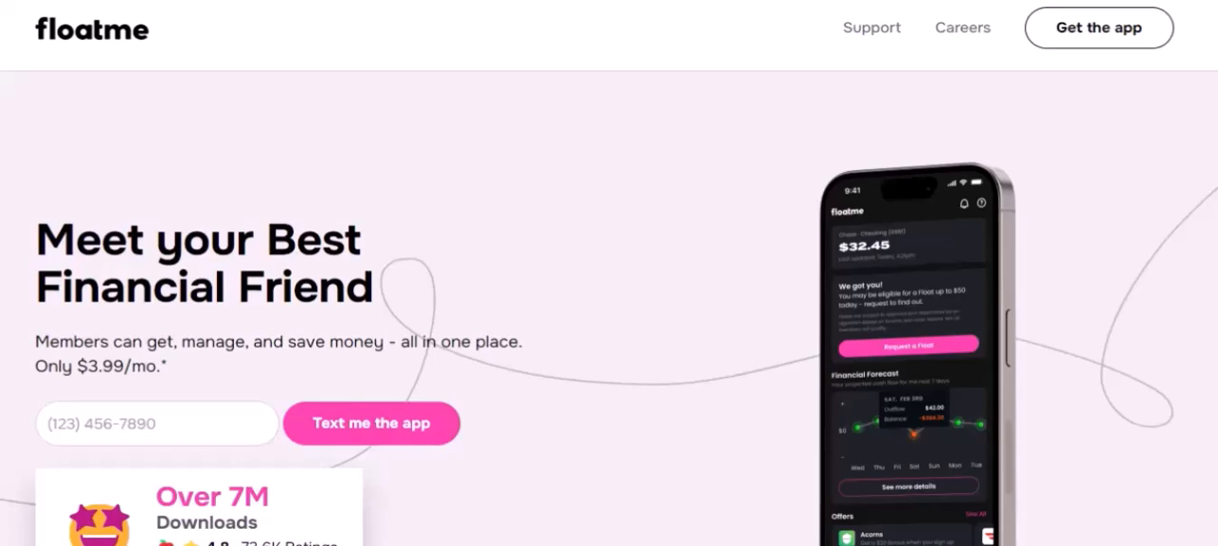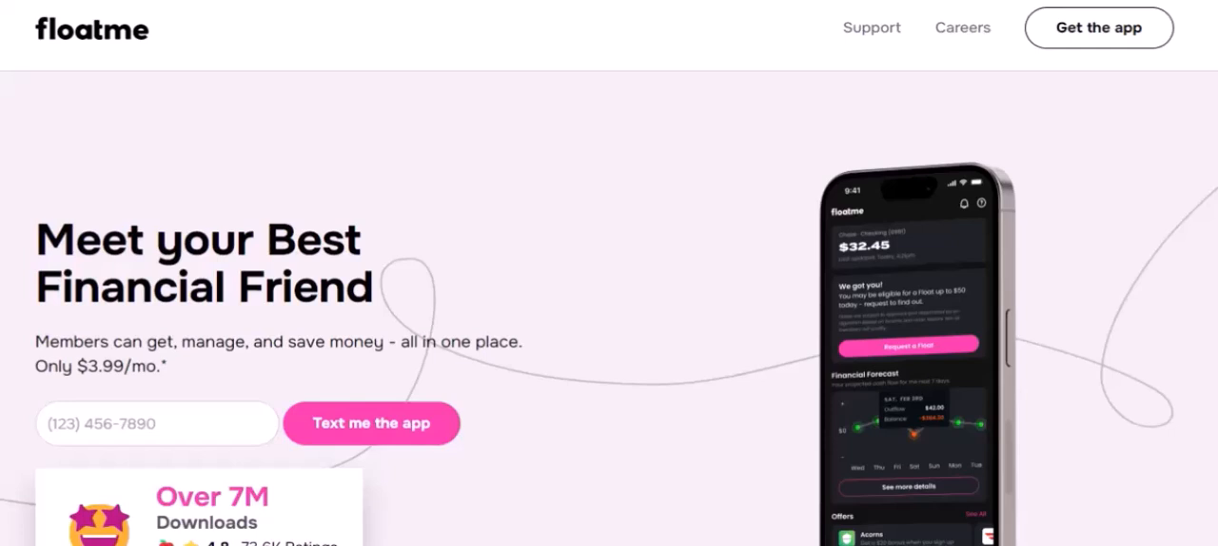FloatMe interest rate breakdown. Now, here's where it gets interesting. Unlike traditional loans, FloatMe doesn't have a fixed interest rate. Instead, it uses a dynamic pricing model. This means the interest rate can fluctuate based on various factors. So, what are these factors?